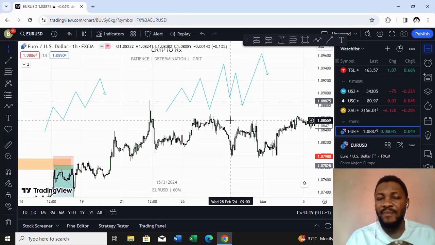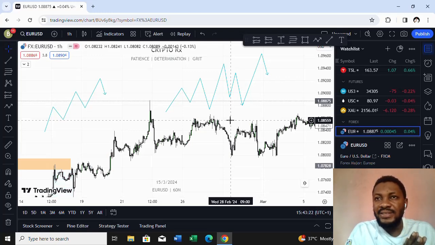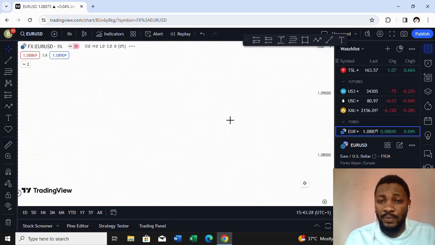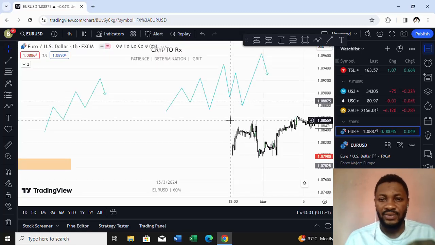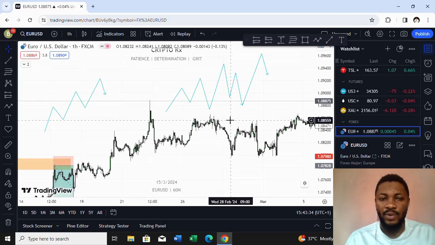For example, if the market moves from printing higher highs and higher lows to printing lower highs and lower lows, we say that the market has changed from an uptrend to a downtrend. Do you understand? So that's how it is. Now let's go to the chart and see how we can map market structures by ourselves.